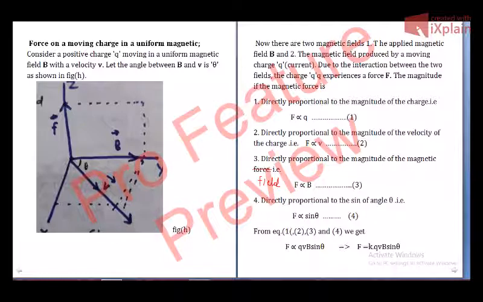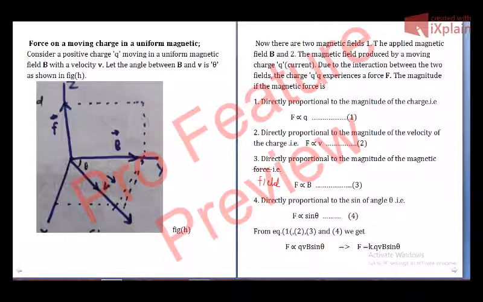When we combine equations 1, 2, 3 and 4, as you can see, we get F is directly proportional to QvB sine theta, which implies F is equal to K QvB sine theta.